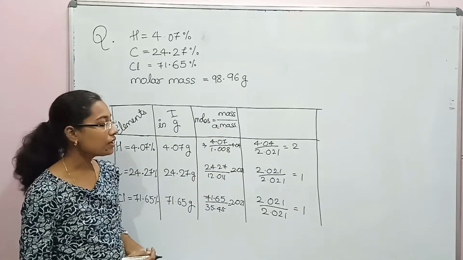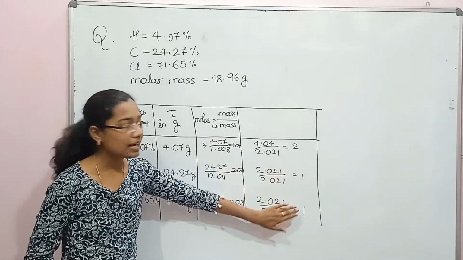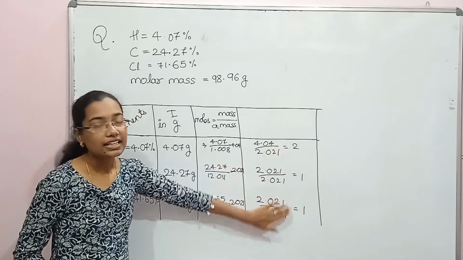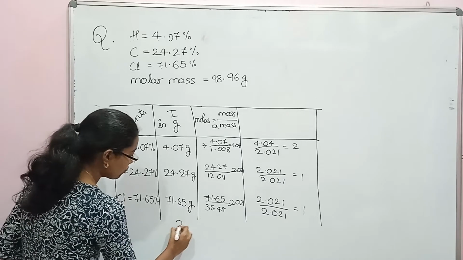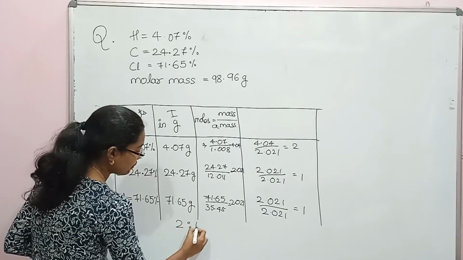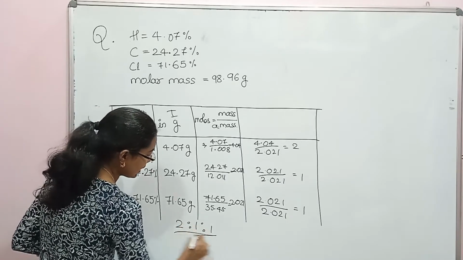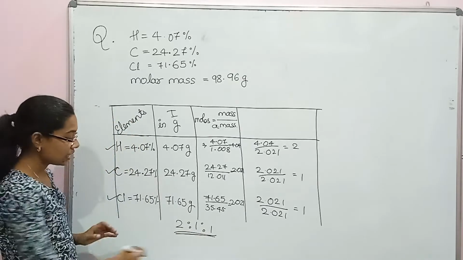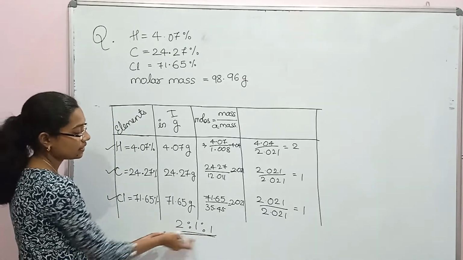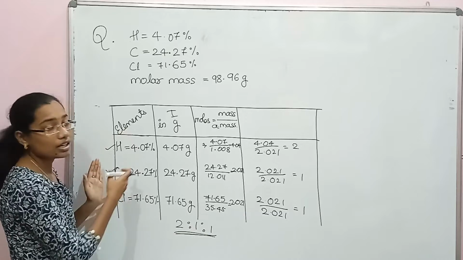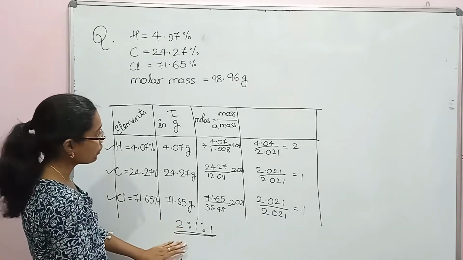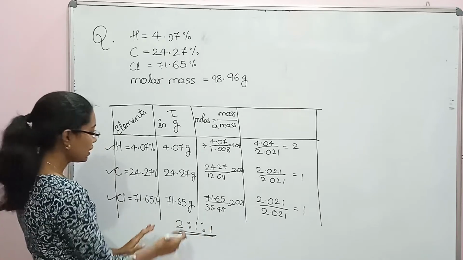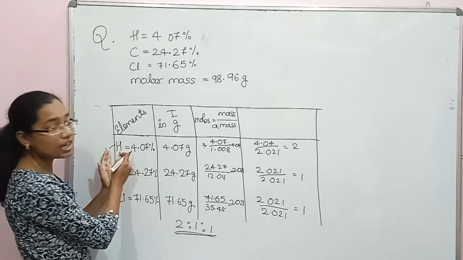So what we got now? We got 2, 1 and 1. These are the ratios of these elements, 2 is to 1 is to 1. Now if we multiply these numbers to the corresponding elements, then we'll get the empirical formula. Here what we have? 2 is to 1 is to 1, right? 2 is for what? For hydrogen.